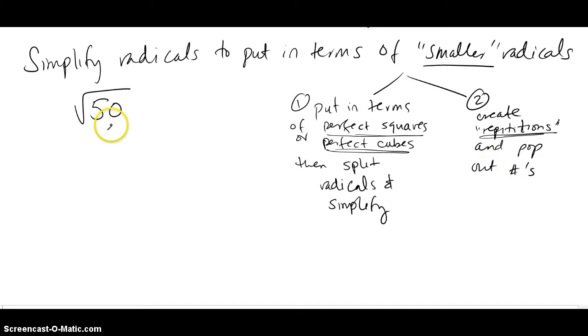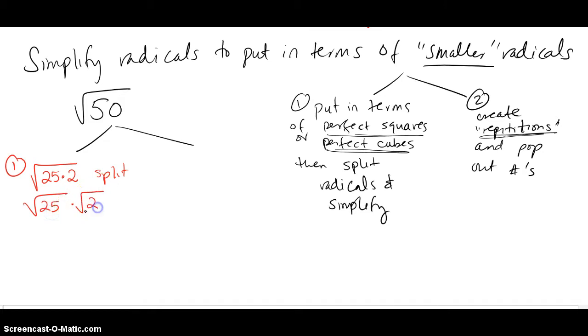So here is what I'm talking about. Way 1 would be, okay, I'm going to break up 50 as 25 times 2. Once I have 25 times 2, I'm going to split it, and that's going to be square root of 25 times square root of 2. And we know this pops out a nice 5, and this one is stuck basically because it's not a perfect square. So that would be method 1.